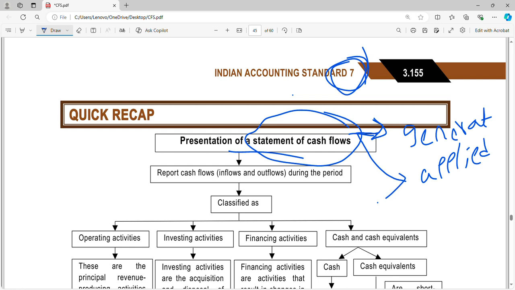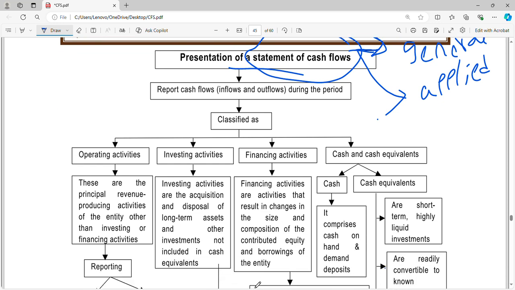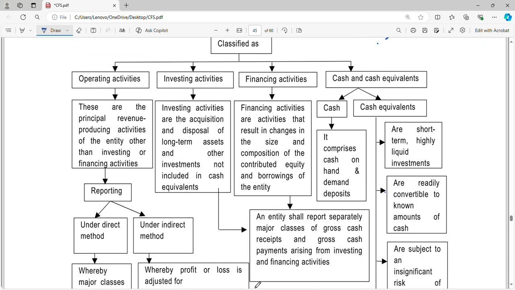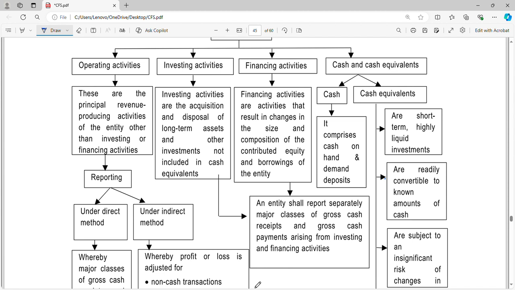A cash flow statement is a one-year statement which provides the details about how cash is generated and how it is applied by the entity during the period. These are the topics that will be in the cash flow statement. Now, this cash flow statement is further classified into three categories: one is cash flow from operating activity, another is cash flow from investing activity, and another one is cash flow from financing activity.